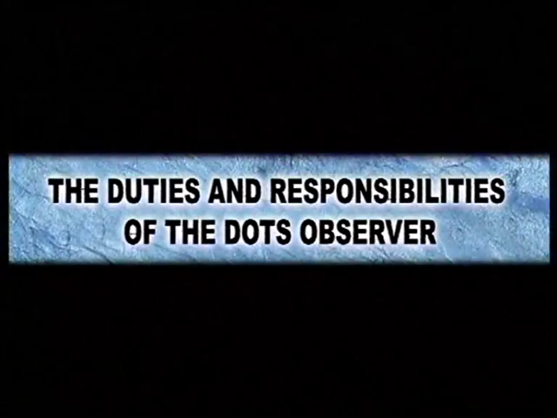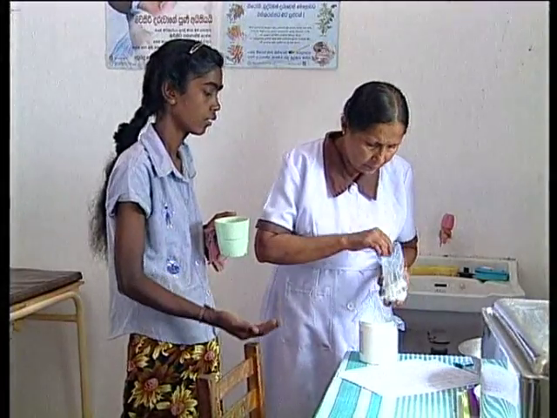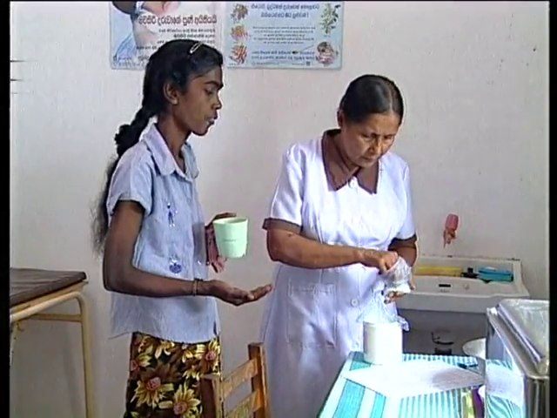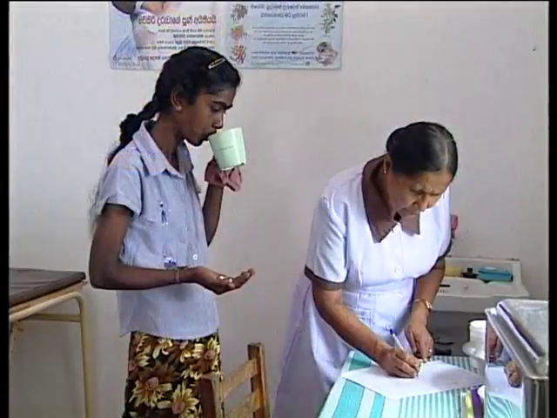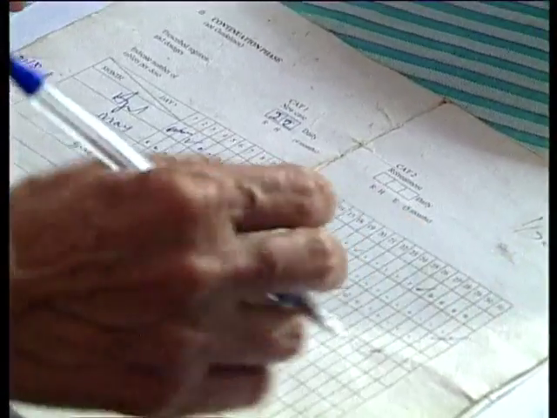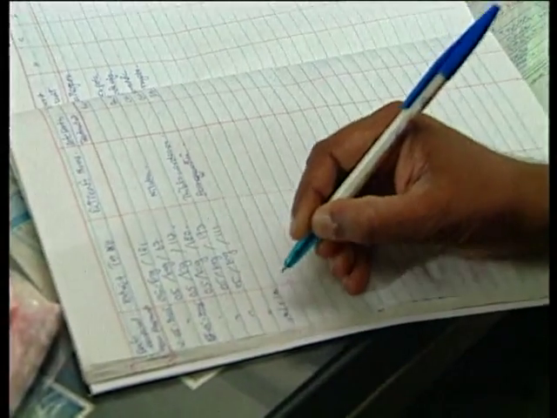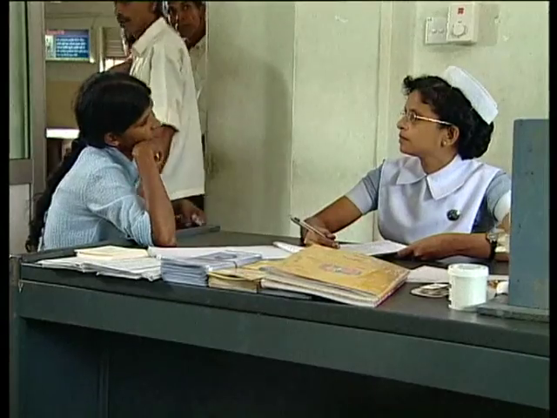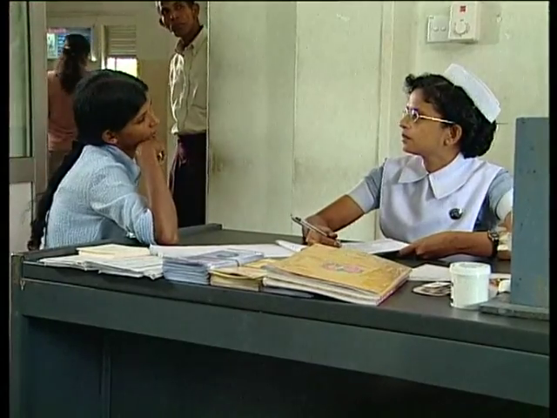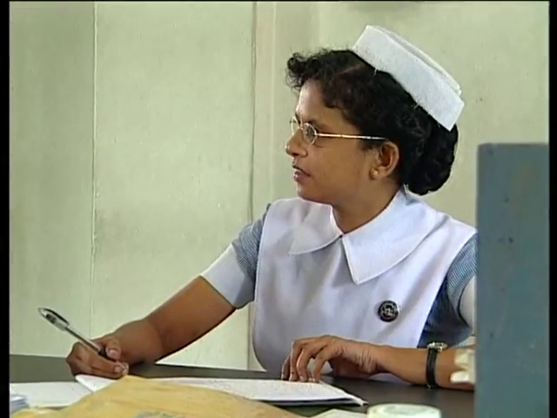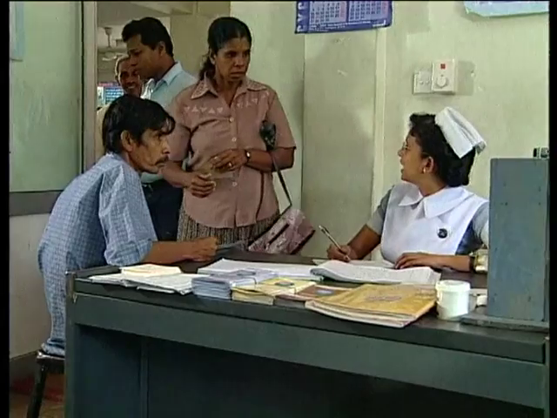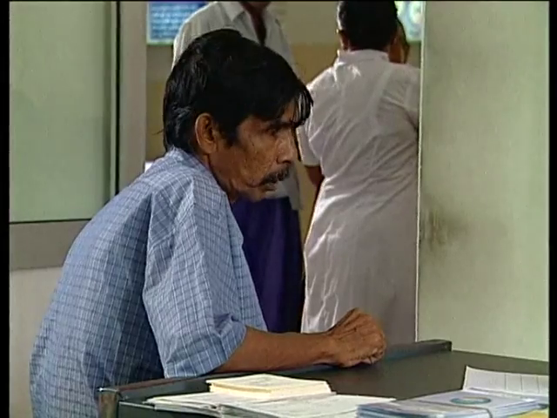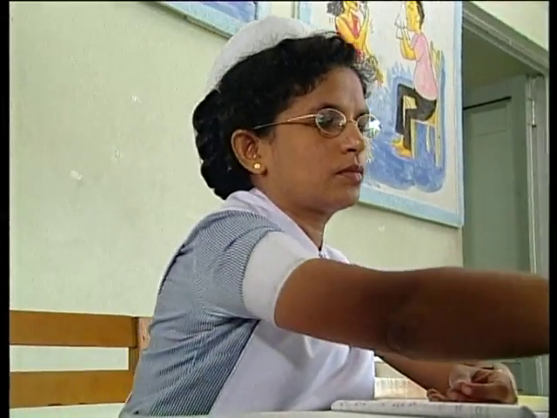The duties and responsibilities of the DOTS observer. The observer of the DOTS treatment course is the person who observes the patient to ensure that he receives the prescribed course of drugs and takes it on schedule. The DOTS observer should educate all patients regarding the following information pertaining to TB: cause of the disease, how the disease spreads, treatment, and prevention of the disease.